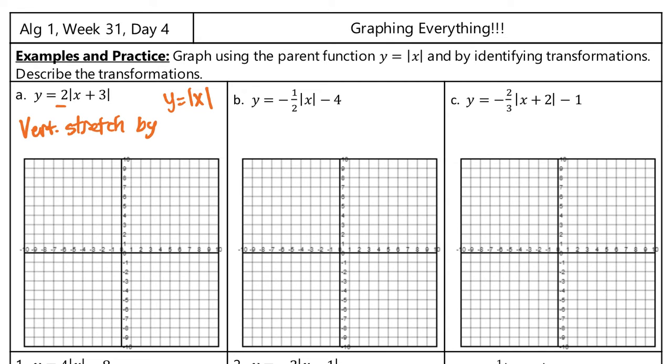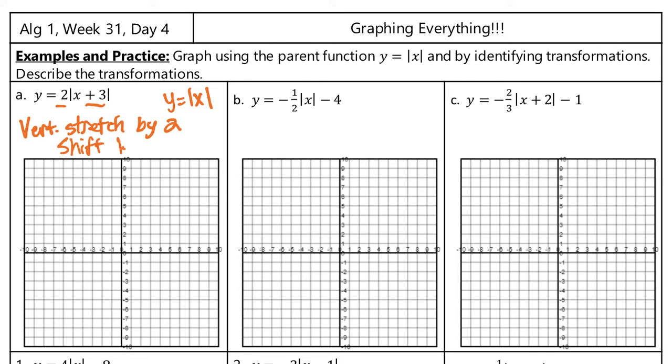You can use by or of here, and I tend to switch back and forth between which one I use. So it's a vertical stretch by 2. And then this plus 3 that's inside, plus 3 is right 3, but we're going to do the opposite, so we're going to shift left 3.